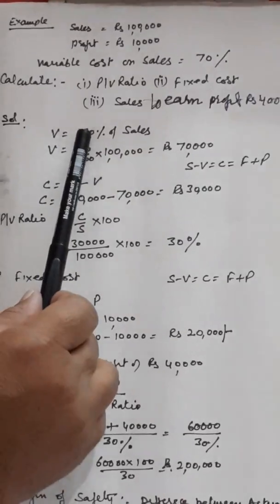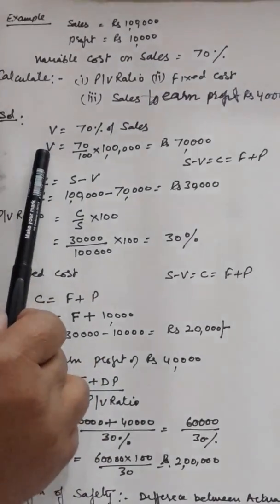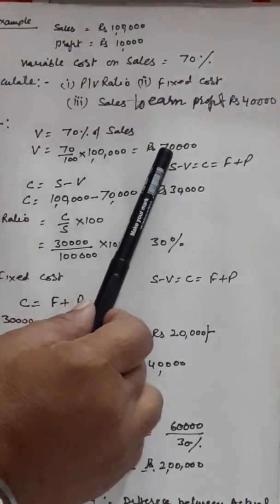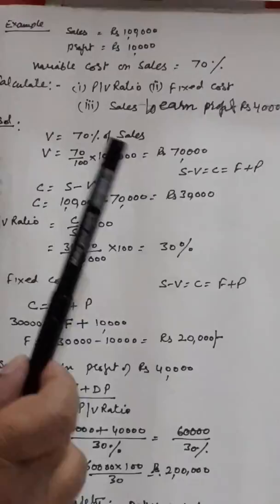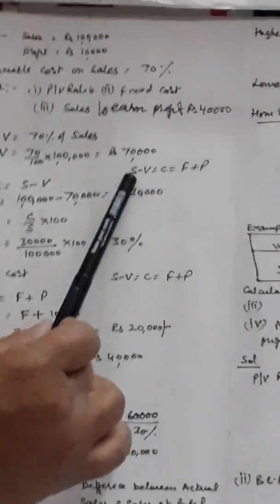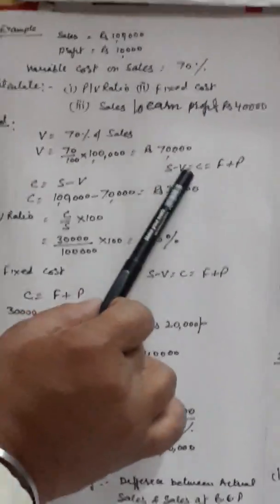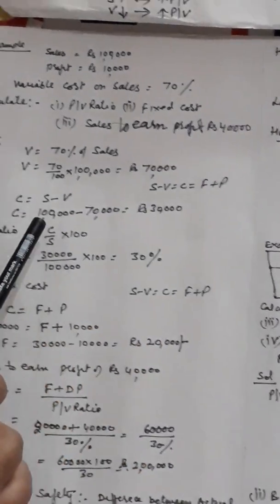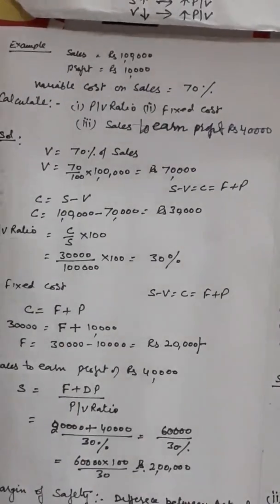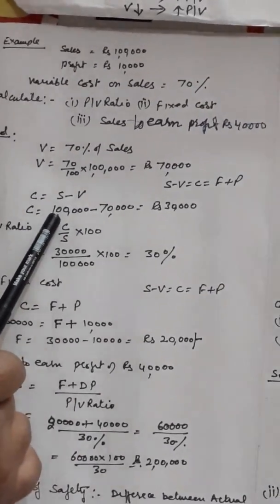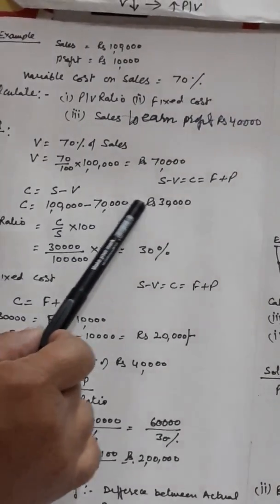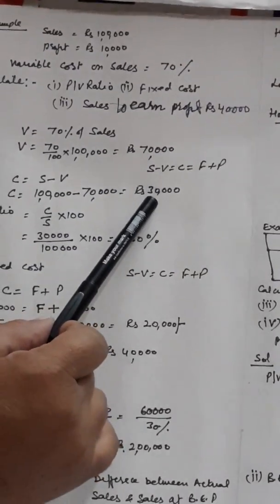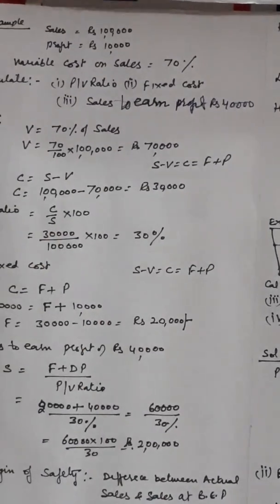Here variable cost is 70% of sales, therefore variable cost is 70 upon 100 multiplied by 1 lakh, it will be 70,000 rupees. When variable cost is calculated, we will again write down the marginal cost equation: S minus V is equal to C is equal to F plus P. By taking the left hand side of the marginal cost equation, C is equal to S minus V, contribution will be sales 1 lakh minus variable cost 70,000, contribution will be 30,000 rupees.